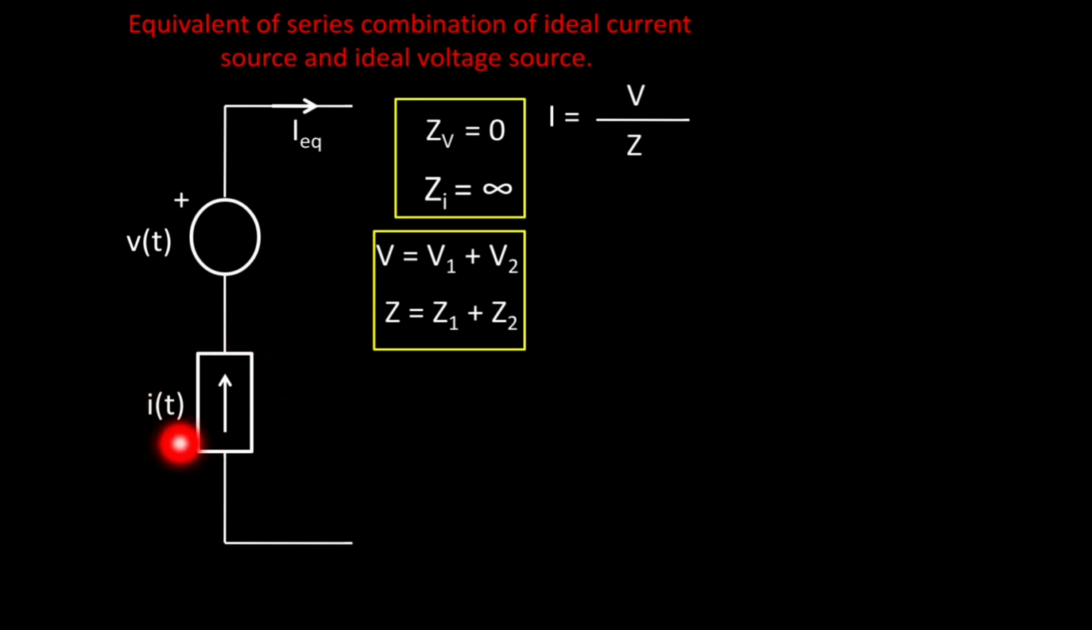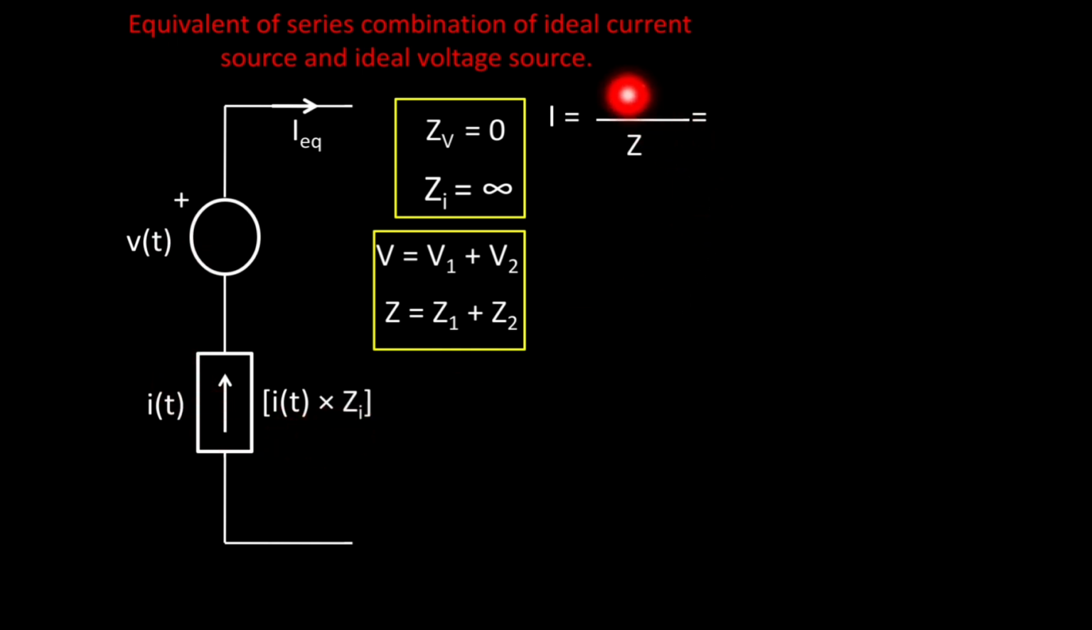Again we will use Ohm's law, V is equal to IZ. What will be the voltage of this current source? I into Z. I is given, I of t, and Z is the internal impedance of this current source, that is Zi. So the voltage of this current source will be I of t into Zi. So we got V1 is equal to V of t and V2 is I of t into Zi.